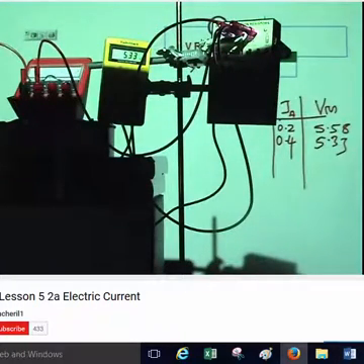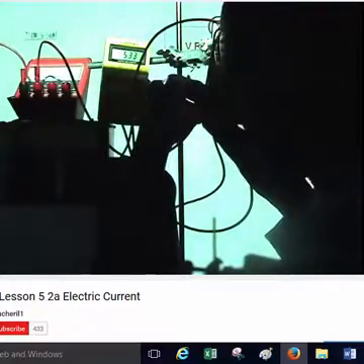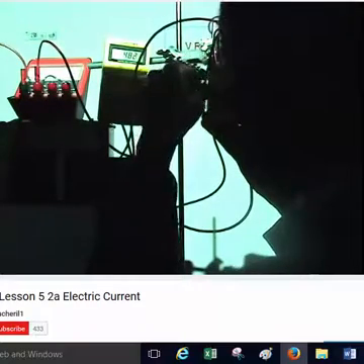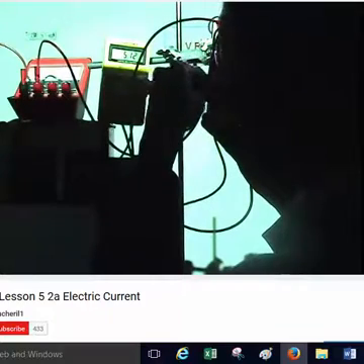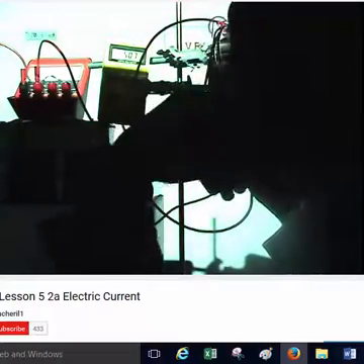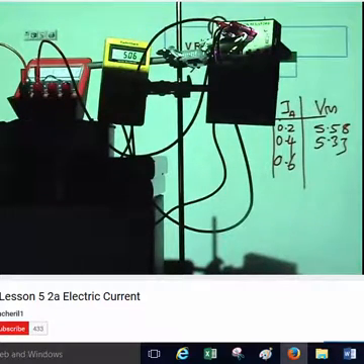Okay, let's now make the current 0.6 ampere. Let me see if I can do that. Okay, the current now is 0.6 ampere. So let's write the current 0.6 ampere. What is the potential difference? The potential difference is 5.06 volts. Okay.